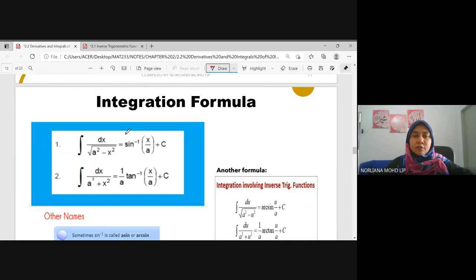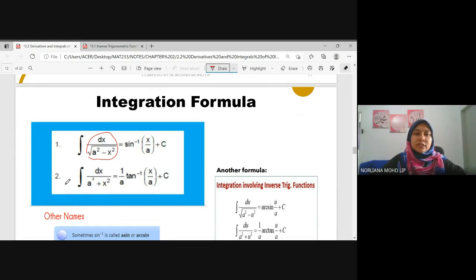The integration formula for inverse trigonometric function. There are 2 main formula for the integrals of inverse trigonometric function. Number 1, if we want to integrate dx over the square root of a square minus x square, equal to sine inverse x over a plus c. Kena refer pattern yang ni lah.